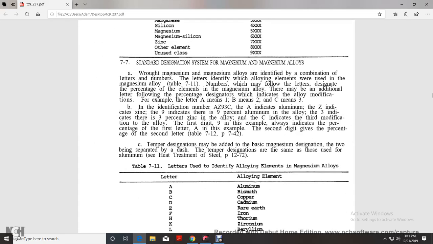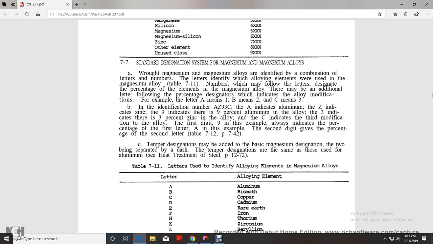Alright, 7.7, standard designation system for magnesium alloys. Magnesium alloys are identified with a combination of letters and numbers. The letters identify the alloying elements used with the magnesium alloy, Table 7-11. The numbers following the letters designate the percentages of the alloying elements in the magnesium alloy. There may be an additional letter following the percentage designation to indicate a modification. For example, letter A means 1, B means 2, and C means 3.